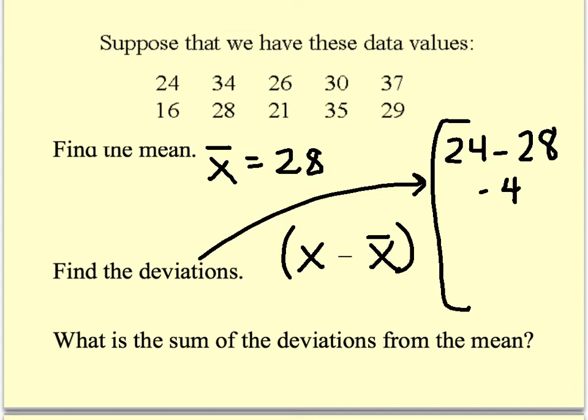Okay, and once you find all those, you need to take the sum of those deviations, and when you take the sum of those, as we already discussed in this presentation, you should get a sum of 0. If you do not get a sum of 0, you've done something incorrectly.